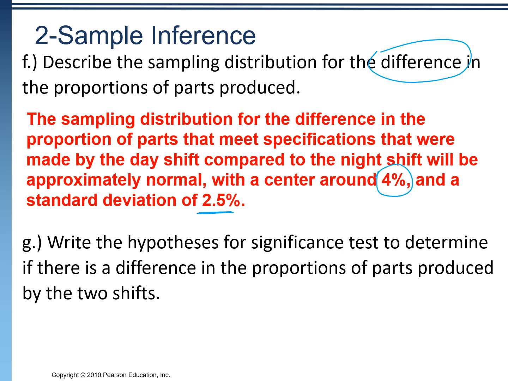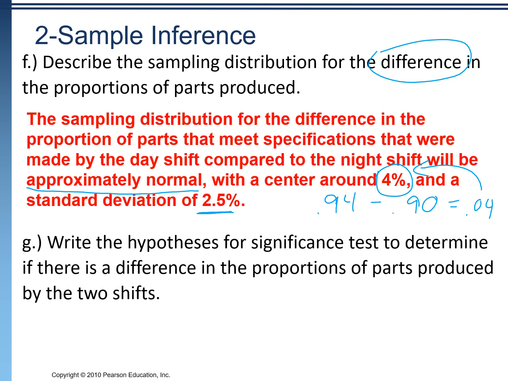This is the difference in those p-hats. One was 0.94 and the other was 0.90. So the difference that we get in those sample statistics is going to go in the center of our normal curve, and it's approximately normal because it meets that success-fail condition for both samples.